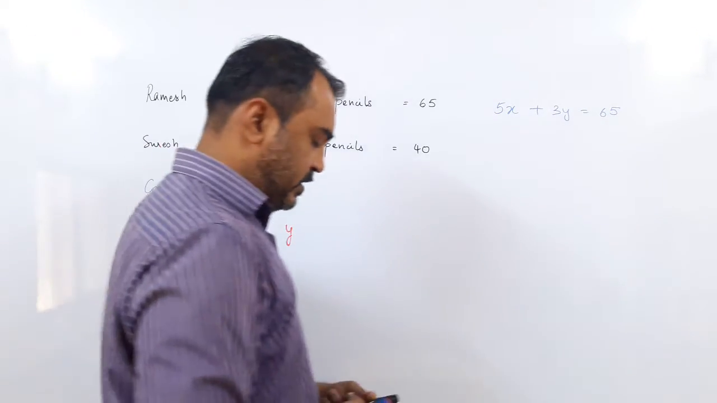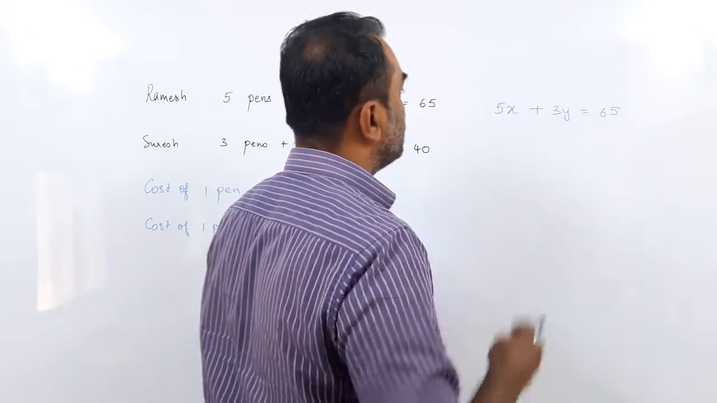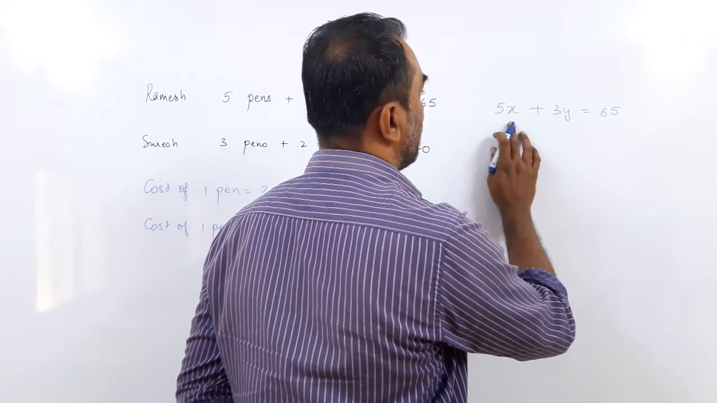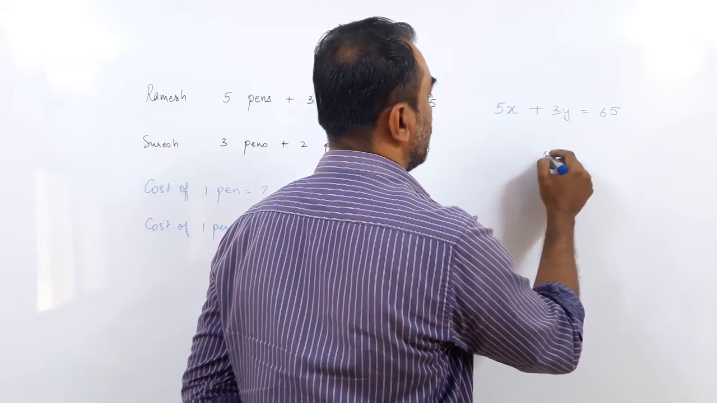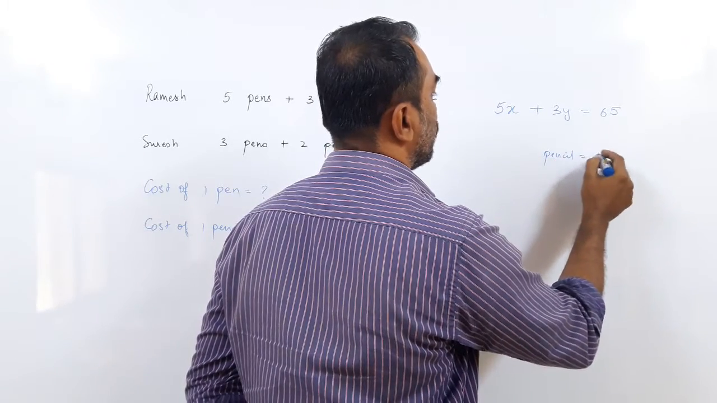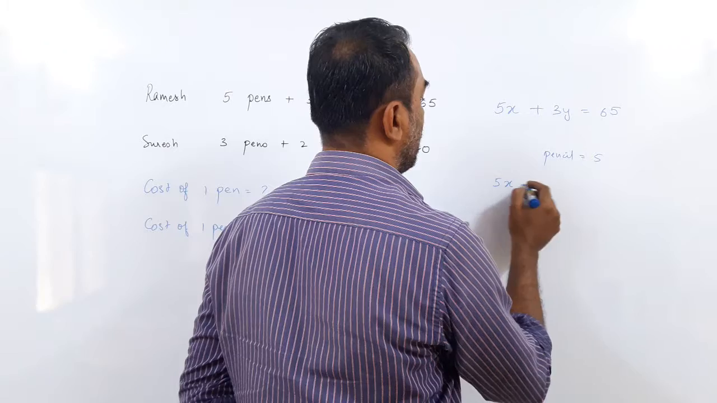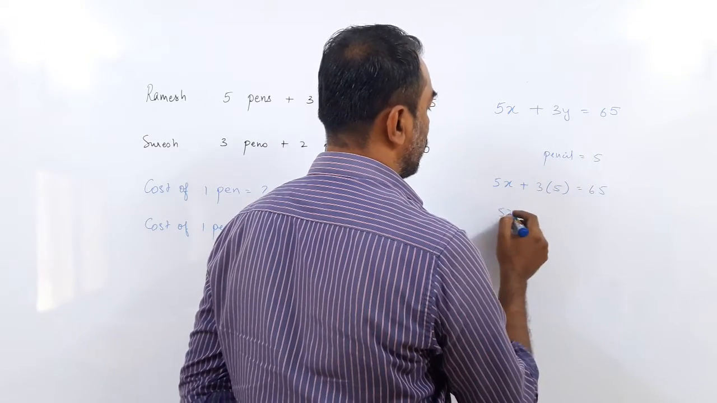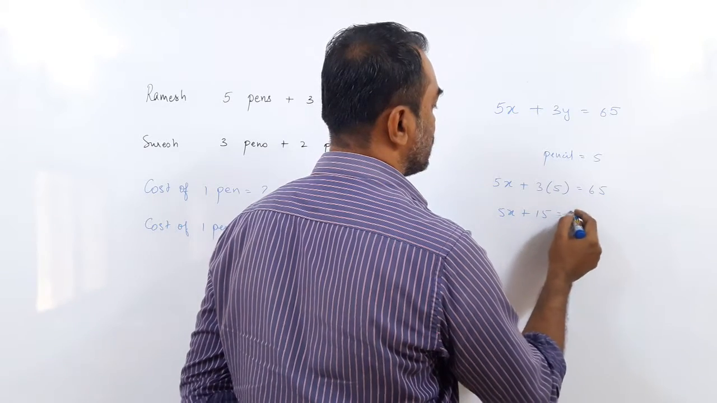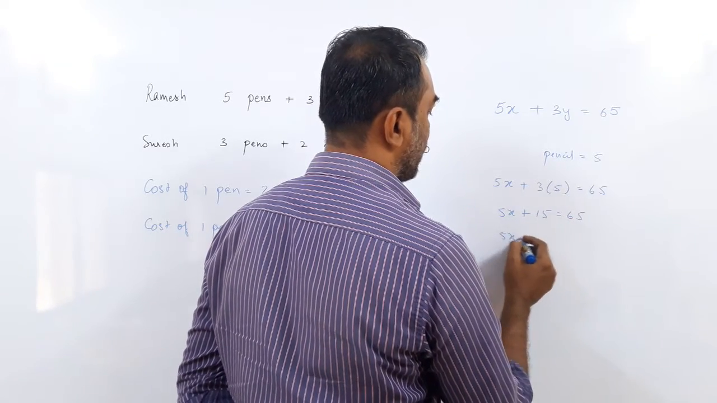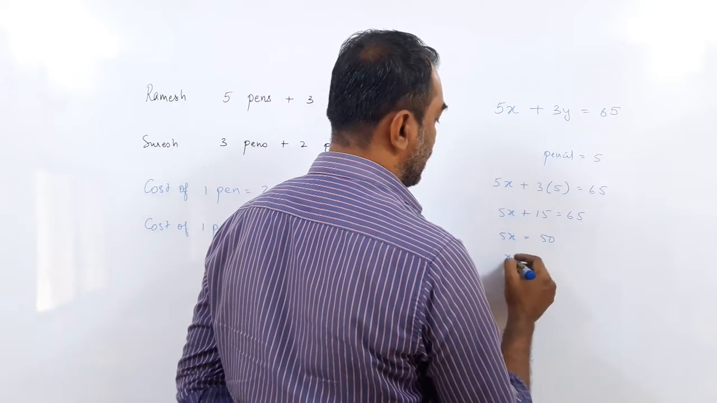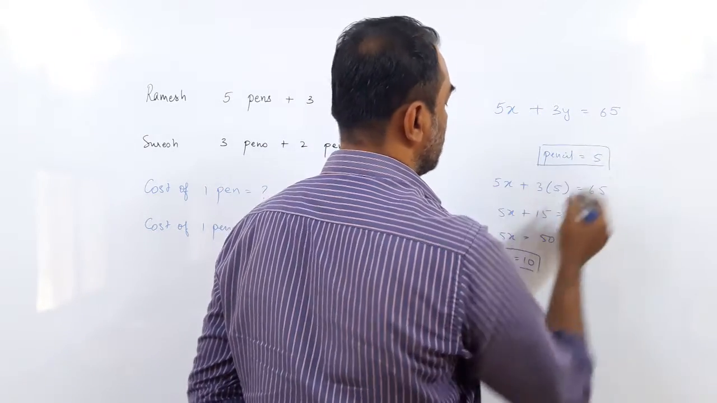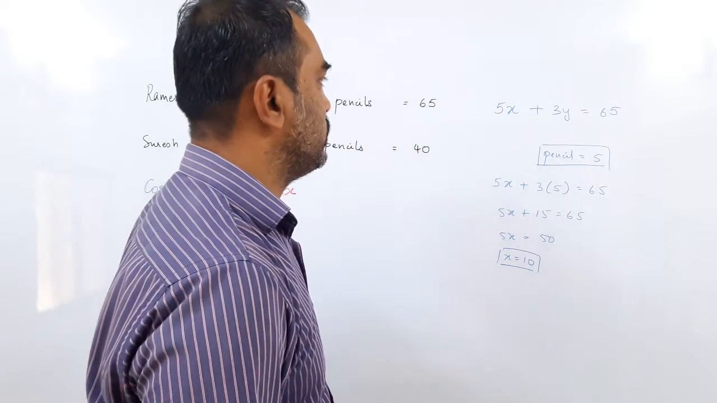If we go to Ramesh and see, if Ramesh has bought 5 pens and 3 pencils, let us say a pencil costs 5 rupees each. So 5x plus 3y is 65, which becomes 5x plus 15 equal to 65. So 5x equals 65 minus 15, which is 50. x is equal to 10. So if the cost of one pencil is 5 rupees, the cost of the pen is 10 rupees.